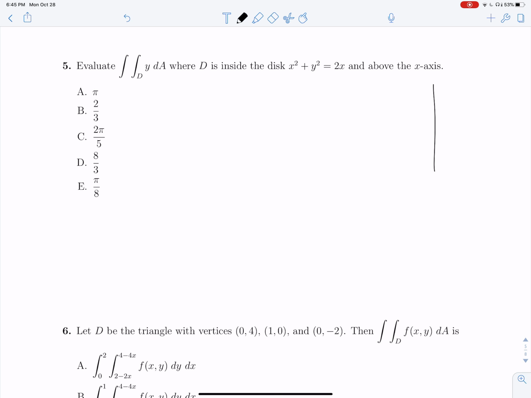Okay, we've got what looks to be a polar integral going on here. So let's give our function a graph. Well, this disk is going to be (x minus 1) squared plus y squared equals 1. So the disk with radius 1, that's 1 unit to the right of the origin. But we can simplify this.